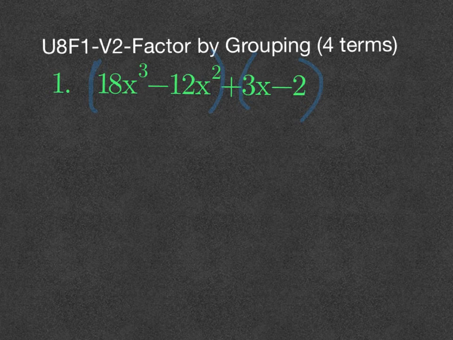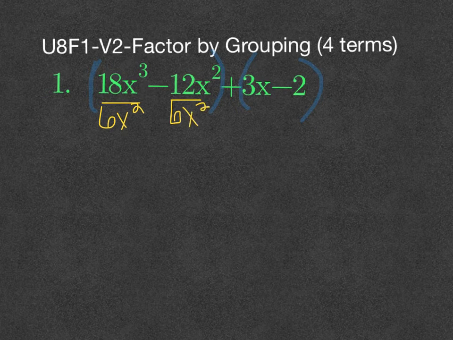Okay. Now what we're going to do is look at the first group, the 18x to the third and 12x to the second, and we're going to factor a GCF out of these 2. So what number will go into 12 and 18? That's going to be a 6. So I'm going to factor 6 out. Now they also have a variable x in common, and they have 2. So they have an x squared in common. So I'm going to factor out an x squared. And just like last time, the 6x squared is going to come outside the parentheses.